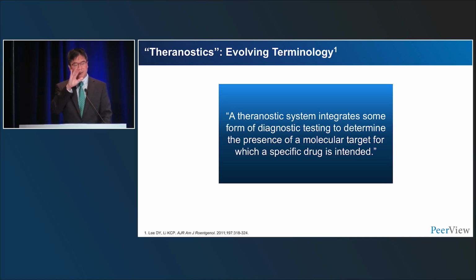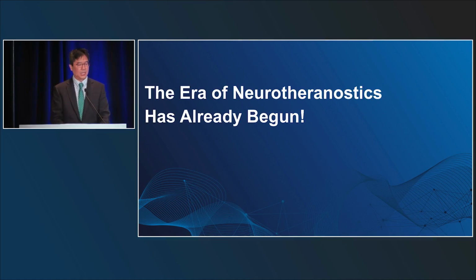So theranostics, a lot of people have different definitions. I like this one. A theranostic system integrates some form of diagnostic testing to determine the presence of a molecular target for which a specific drug is intended. Many of you may know we've made great strides in nuclear medicine, particularly in oncology, in theranostics. But the drug that you're treating people with doesn't have to be radioactive for this to be a theranostic system. The original one, for example, HER2 for breast cancer and Herceptin. It doesn't have to be radioactive.